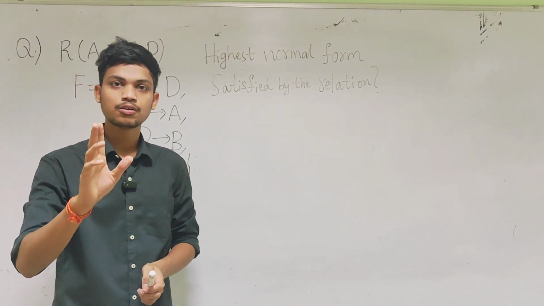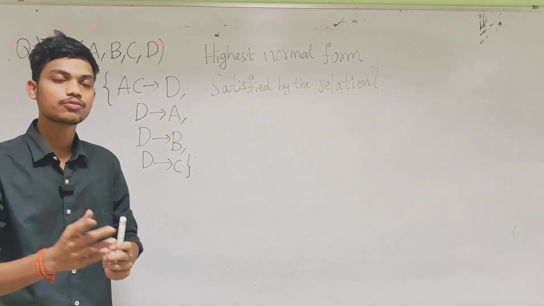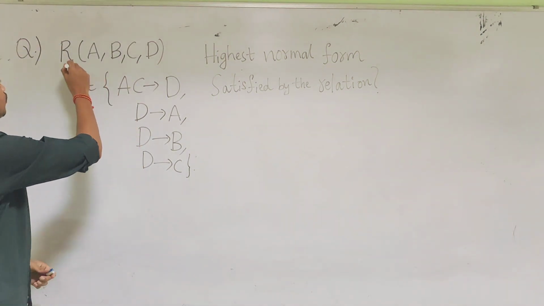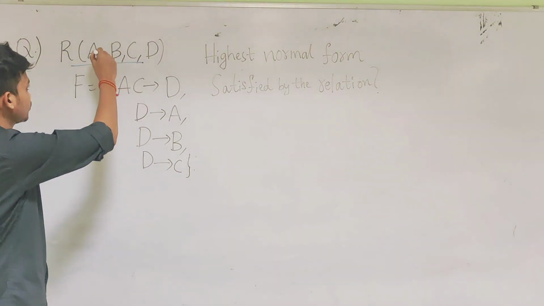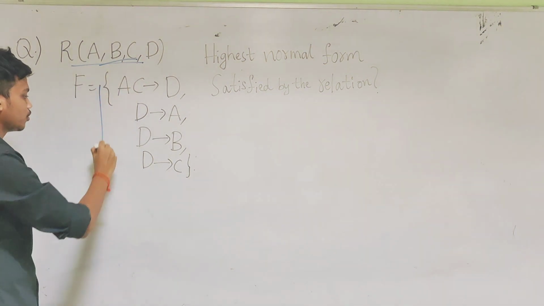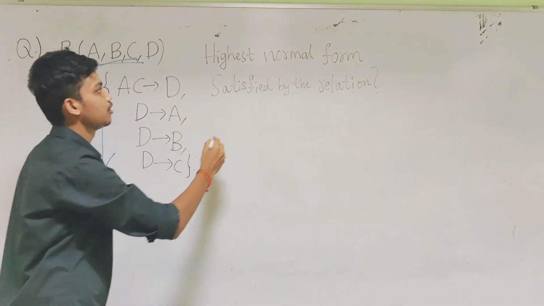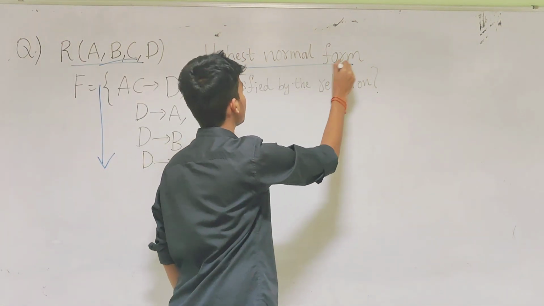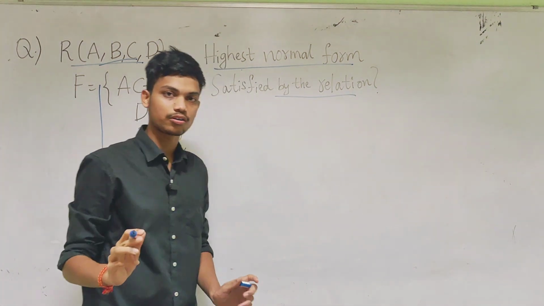Today we are going to discuss problem solving on normalization forms. Look at this problem. The functional dependencies of the relation R(A, B, C, D) are given below. These are the functional dependencies. And the question is: what is the highest normal form satisfied by the relation?